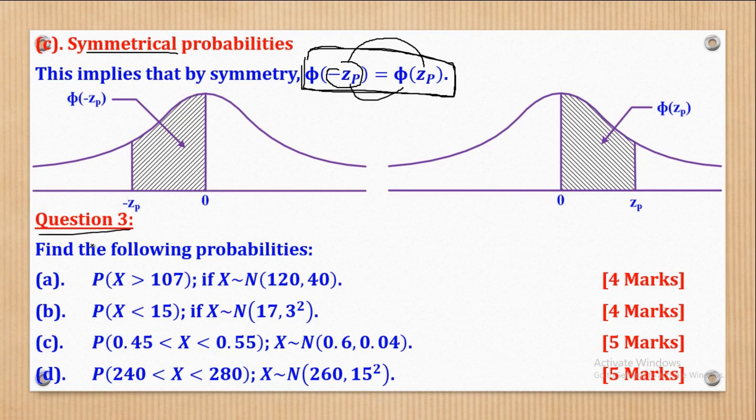Now we shall go to question 3. Question 3 says, find the following probabilities. Part A is the probability of x greater than 107 if x follows a normal distribution with mean of 120 and variance of 40. And part B, x less than 15 if x follows a normal distribution of mean 17 and variance 3 squared. And part C, probability of x greater than 0.45 but less than 0.55 if x follows a normal distribution with mean of 0.6 and variance of 0.04. And lastly, probability of x greater than 240 but less than 280 if x follows a normal distribution with mean 260 and variance 15 squared.